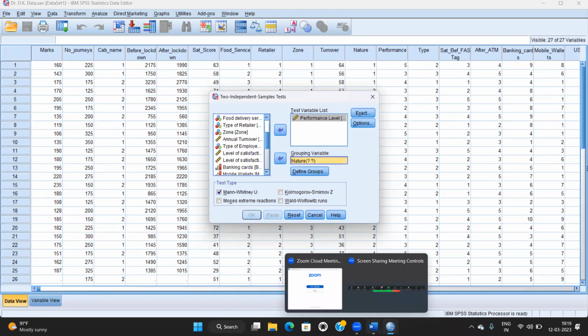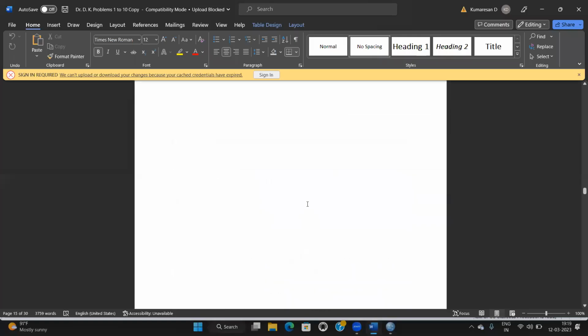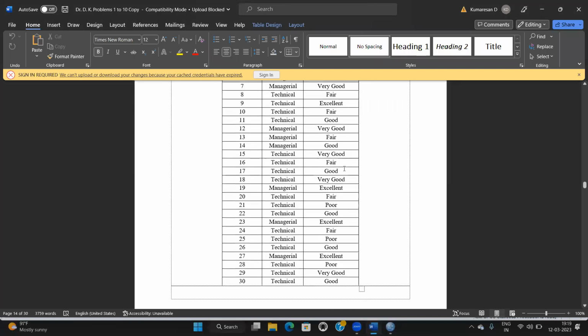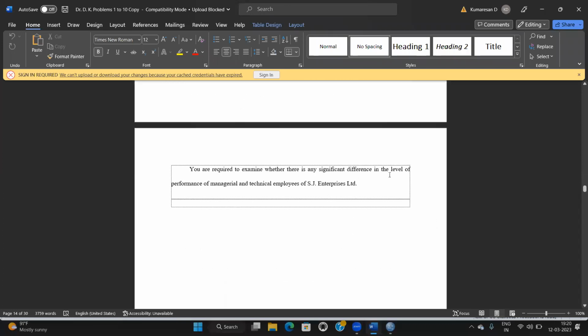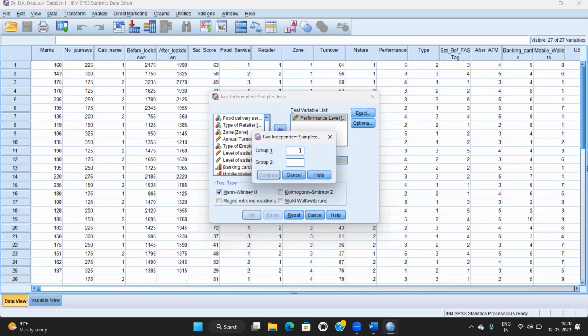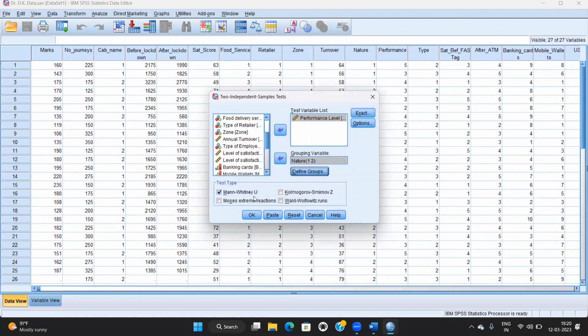Nature of job is the grouping variable because here in the problem, nature of job is given, performance level is given. We are going to test the performance level. So test variable is performance level and grouping variable is nature of job. So we have to define groups. How many groups are there? Only two groups. So group 1, 1, group 2, 2. Then click Continue. See, Mann-Whitney U test is selected by default. So you just click OK.